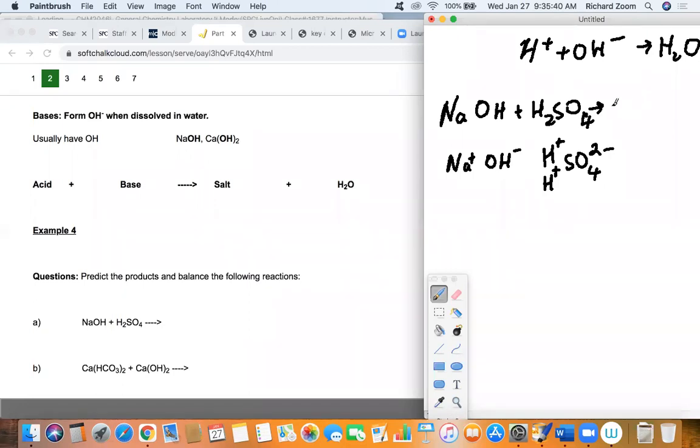Well, we know we're going to get H2O out of this, and that's going to be from the combination of H plus and OH minus.